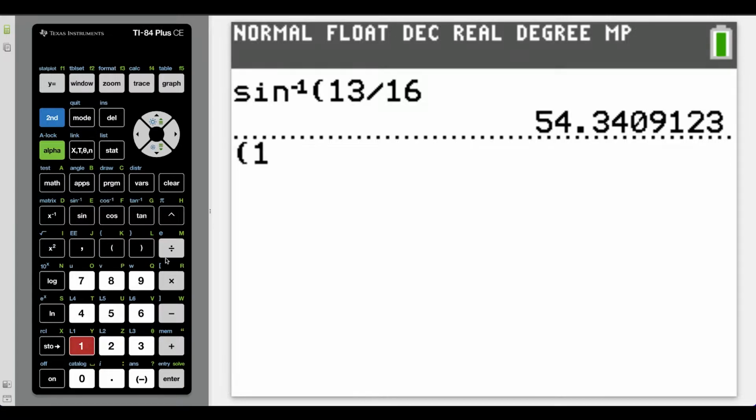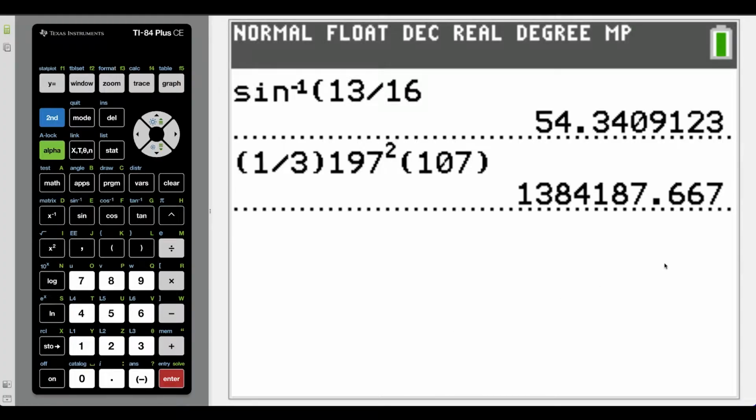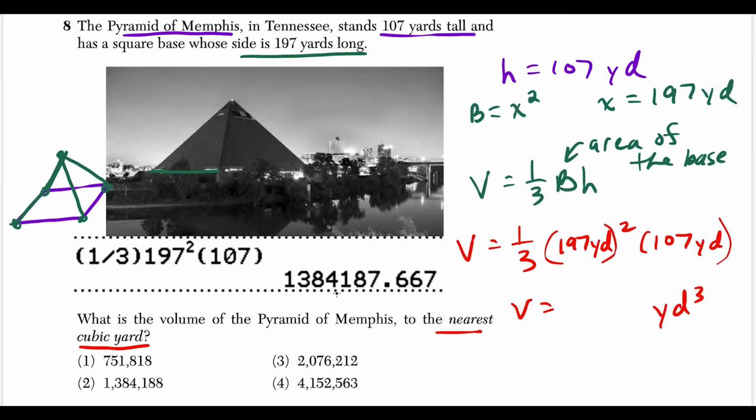We have 1/3, so I'll just put that in parentheses, 1/3, and then we have 197 squared. So I'm going to write times 197 squared, and then the height was 107. So we just punch that in. We have 107, and this is going to work out to 1,384,188 if we round to the nearest whole number, and we have cubic yards. So just borrowing what we had from the calculator, rounding to the nearest cubic yard, we're going with choice 2.